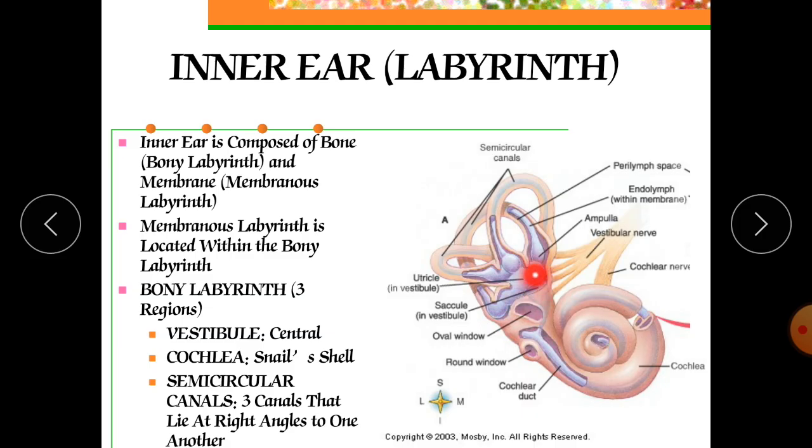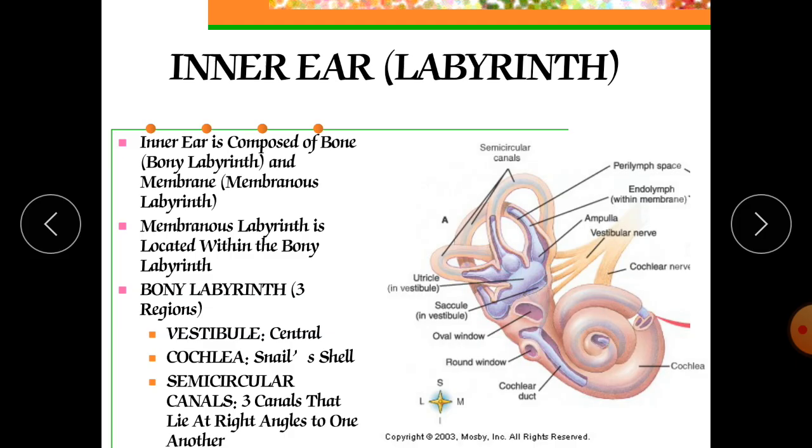The membranous labyrinth in the vestibule consists of two sacs called the utricle and the saccule. Here you can see this is the utricle and this is the saccule. These are the two parts.